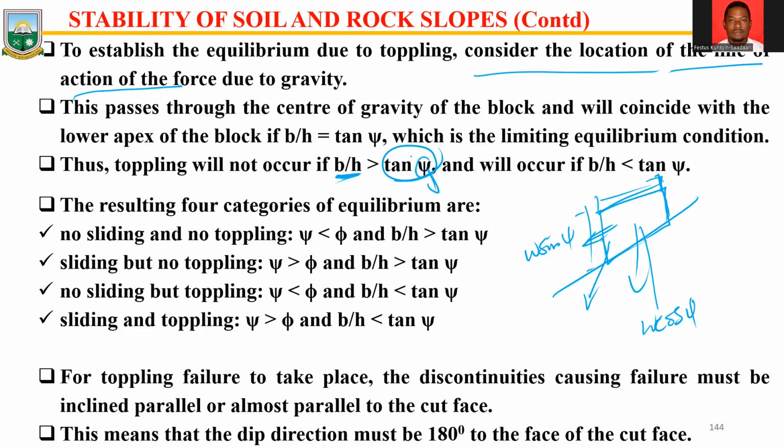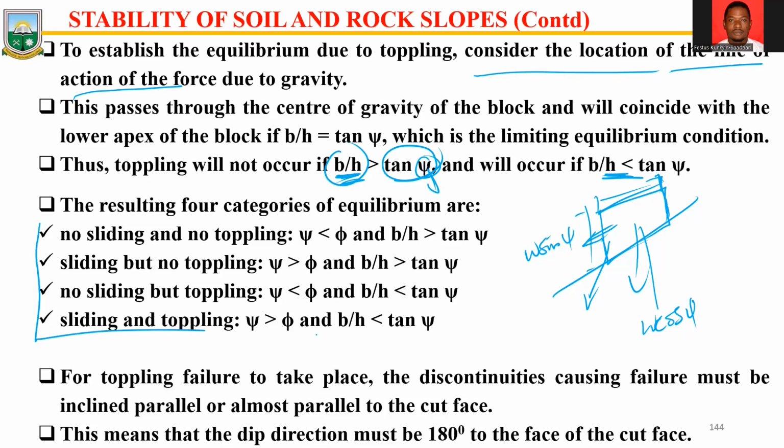If I get to know that angle, and I measure and I realize this one here is greater than it, then there's going to be that failure. If this is less, but if this is more, there wouldn't be failure. So the resulting four categories of equilibrium, what are the equilibrium you need to consider?